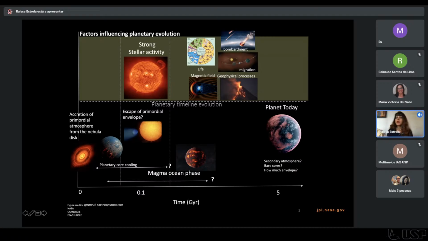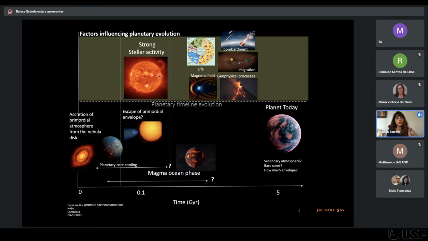So to understand the planets as we see them today, when we use space facilities like Hubble or ground-based telescopes, we also need to know about the past of this planet and understand factors that can influence the evolution of the planet's atmosphere. So there are many factors that can play a key role, like late bombardment, migration, geophysical processes, and the presence of a magnetic field.